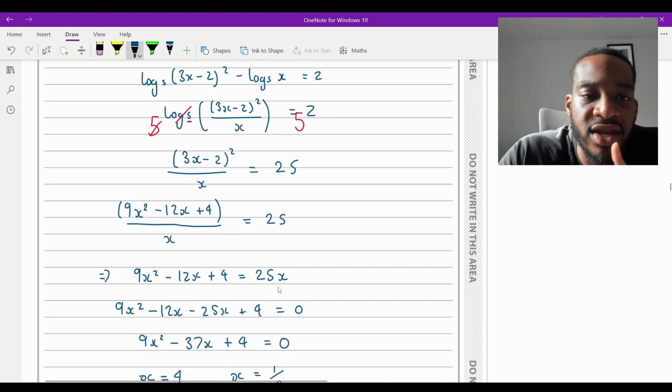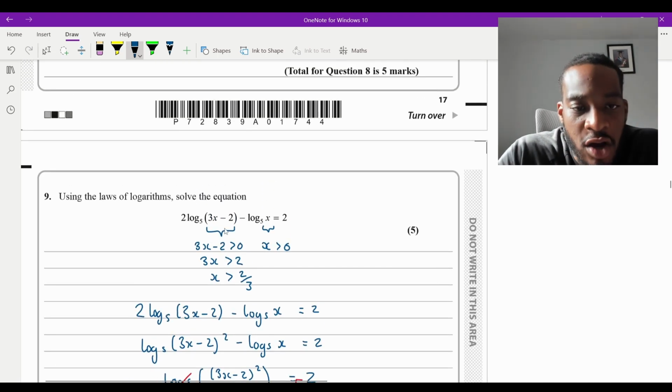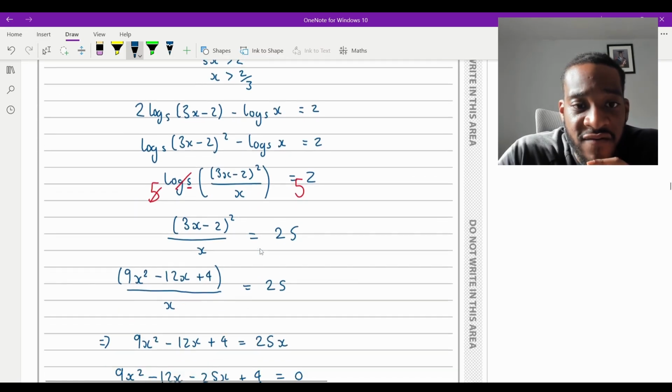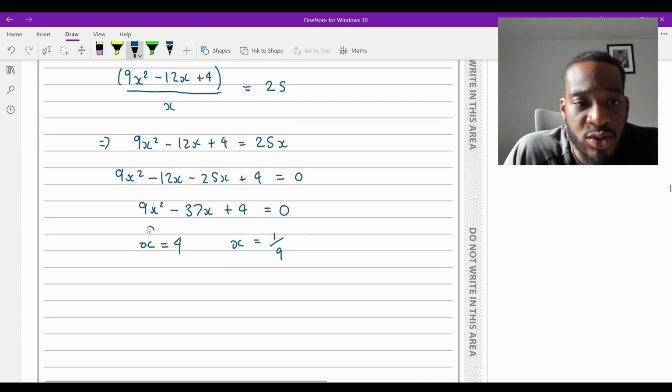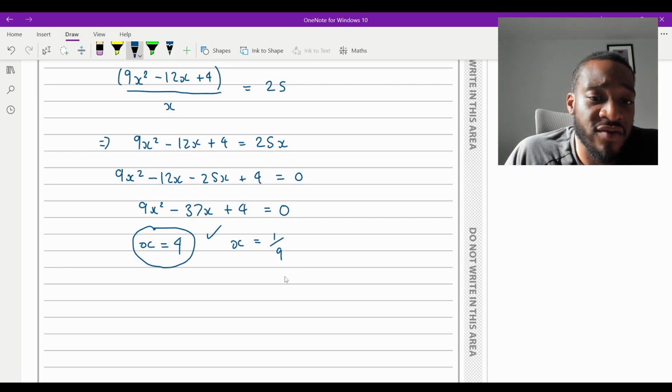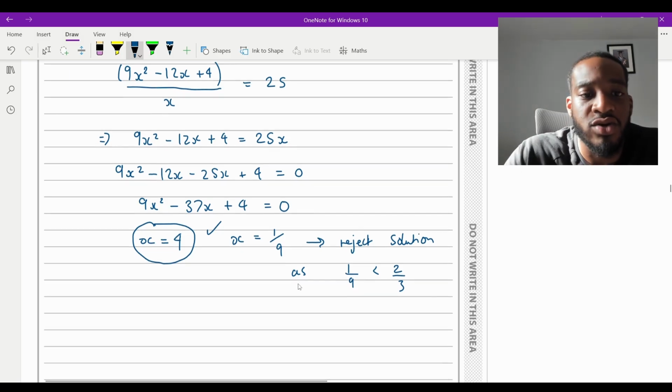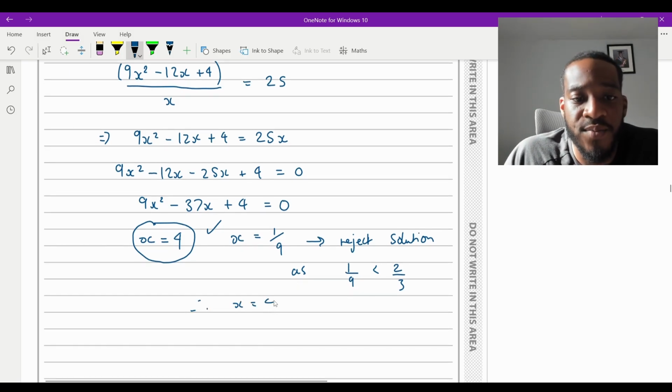Now remember what we did at the very beginning before we even did any algebra. We looked at the arguments. Now, we know that x has to be positive, greater than 0. Also has to be greater than 2 over 3. Right, so based on what we have, are any of these not satisfied? Well, this one is fine, x equals 4, because that is greater than 0 and it's greater than 2 over 3. But this one, 1 over 9, right? That's 0.1 recurring. It's smaller than 2 over 3, isn't it? So we can't use this one. So we're going to reject this solution, as 1 over 9 is smaller than 2 over 3. So therefore, you can say that your final answer is just x is equal to 4.